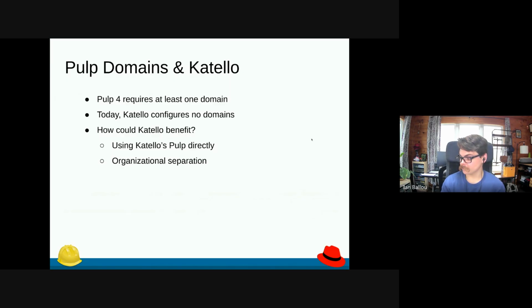However, if you create your own domain, yeah, you could use your own Pulp. You could use the Pulp that Katello is using on your own. Keep things separate. I think that'll be a big benefit. Organizational separation is a big one too. However, we would really have to build that in because our whole role system is pretty ingrained.